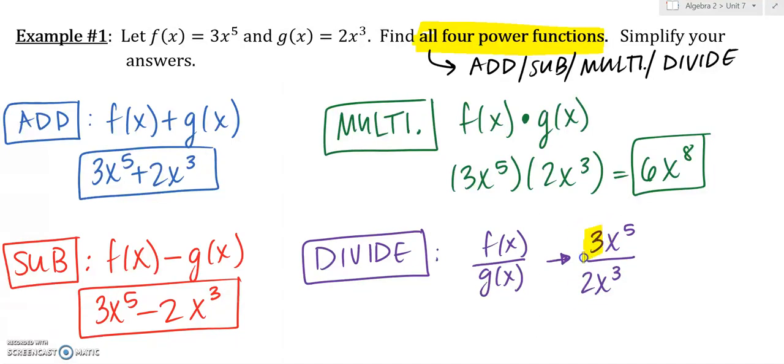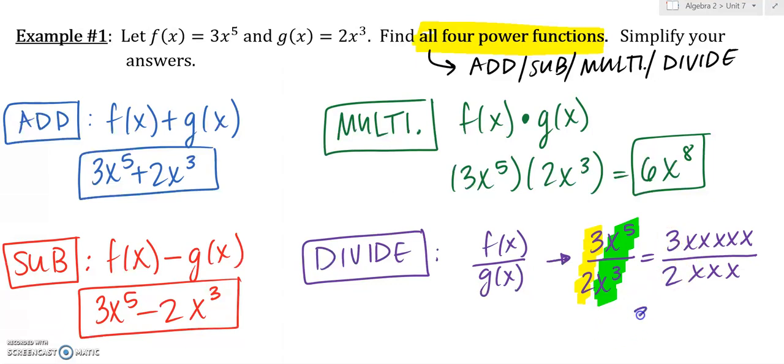Again, I'm going to try to see if my numbers can reduce and possibly my x's. Okay, if that's confusing to you, see if you could write it out. It's like 3x, x, x, x, x on the top, 5 x's, and then 2x, x, x. The 3 and the 2 can't do anything, so that's just going to have to stay. What about the x's? I'm going to go through and cancel out what I can. On the top, it looks like I'm left with 2 x's, which is an x squared. So there's all my 4 different power functions, all my different ways to combine these. I added, I subtracted, I multiplied, and I divided.